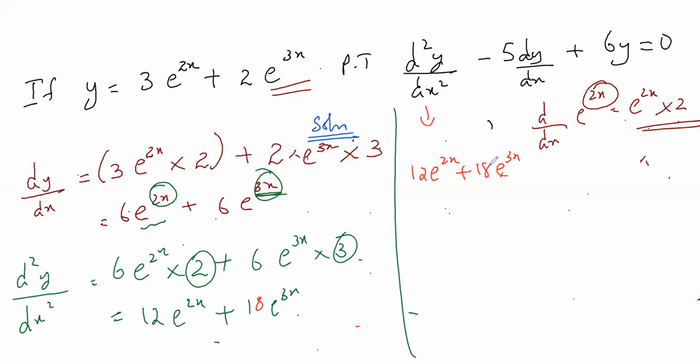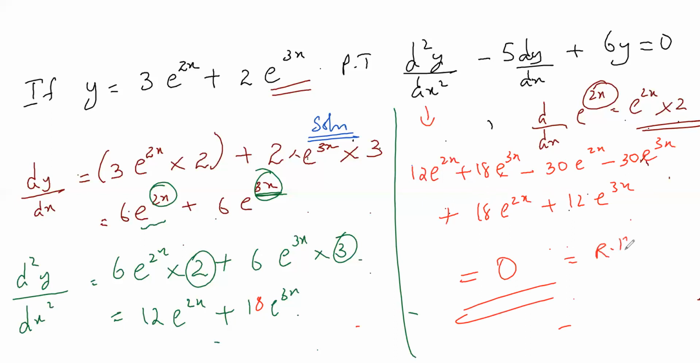Okay, yeah. Minus 5 dy by dx, which means what? 5 into dy by dx. 5 sixes are 30. 30 e power 2x minus 30 e power 3x plus 6y. So it means plus 6 into 3, 18. 18 e power 2x plus 12 e power 3x. So if I'm adding everything, I'll get it as what? 0, which is equal to RHS. So these kind of questions may come in your board exam. Prove that questions.